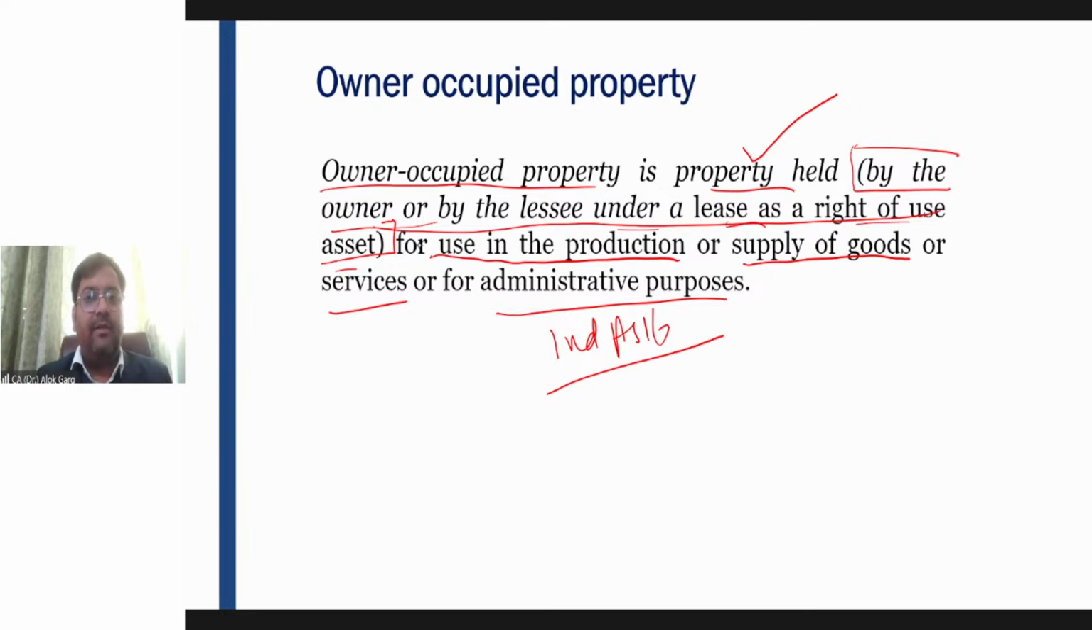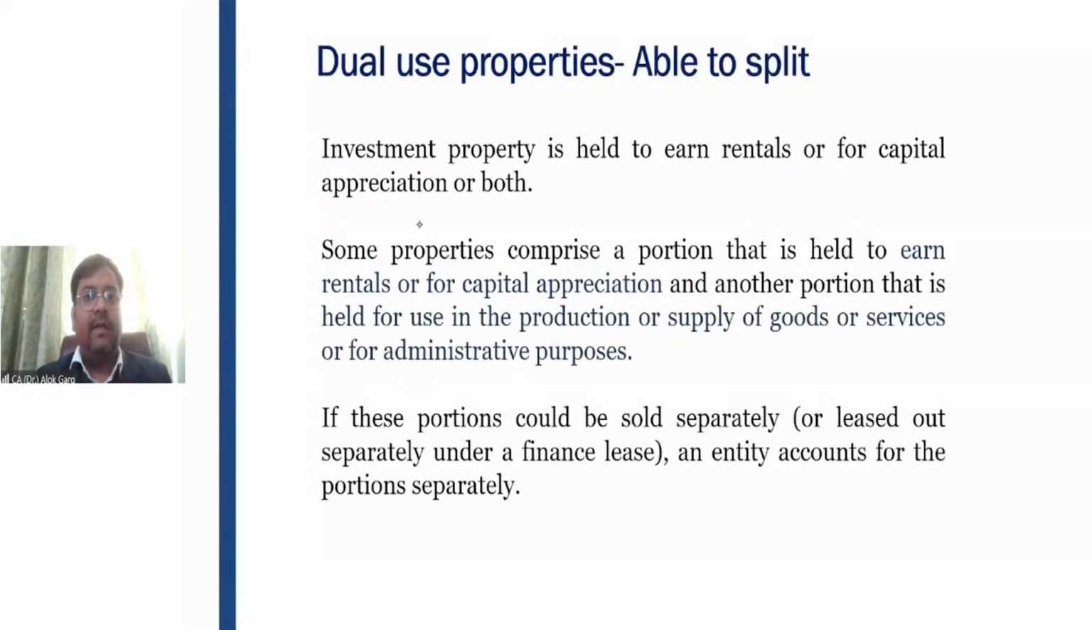I hope it is clear to everyone. Now let's discuss dual use properties. So intentionally, I have left that point number 5, and that point number 5 was talking about a property which is partly used for business purposes and partly for rental purposes. So friends, in some cases, the investment property is held to earn rental or for capital appreciation or both. But some properties are partly used for business, partly used for rental, right? What happens in that case?